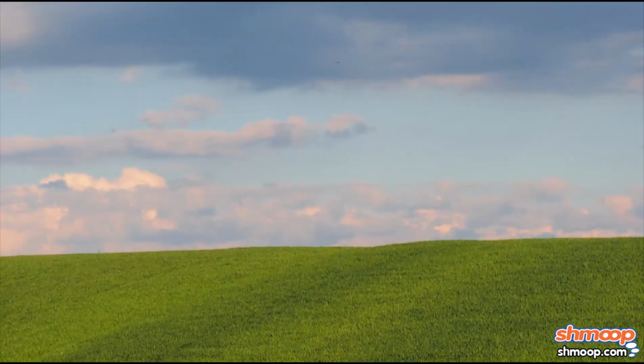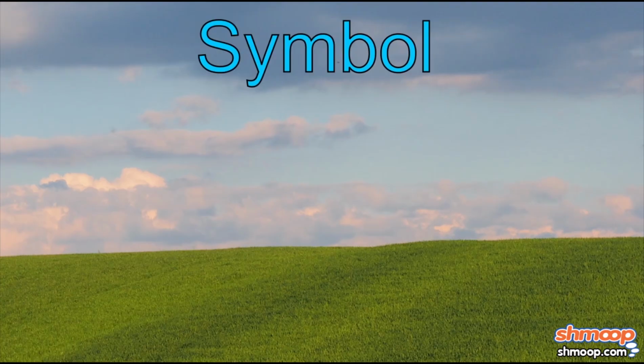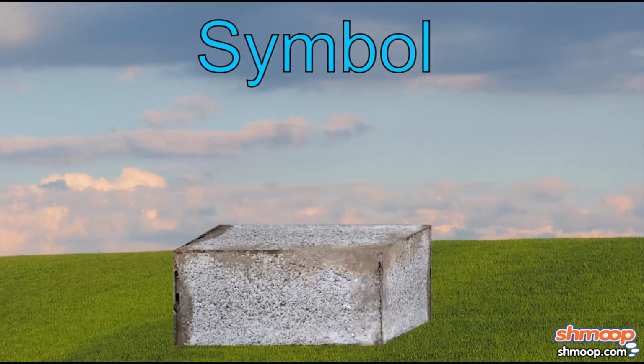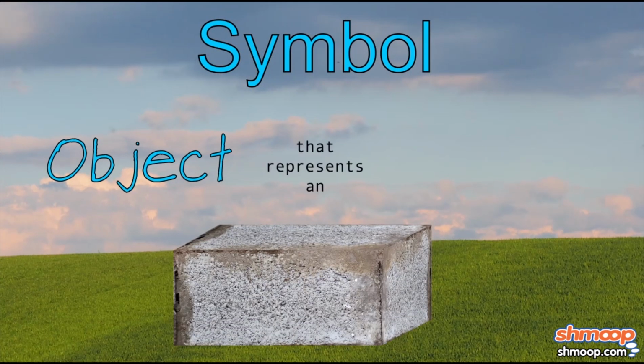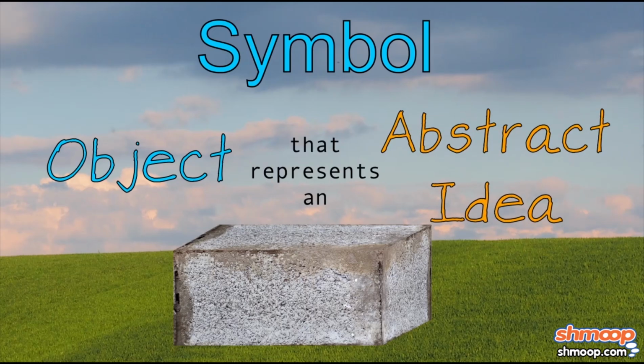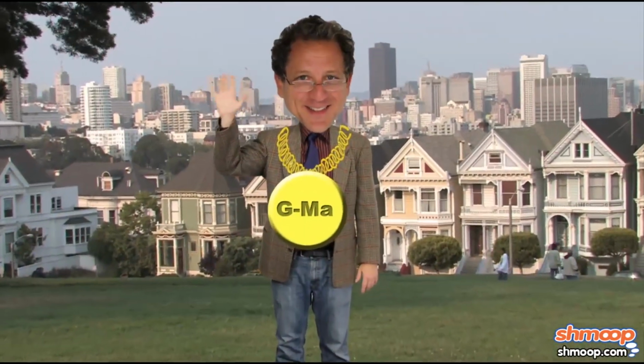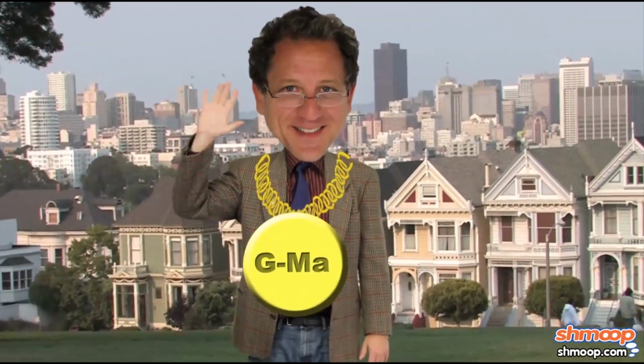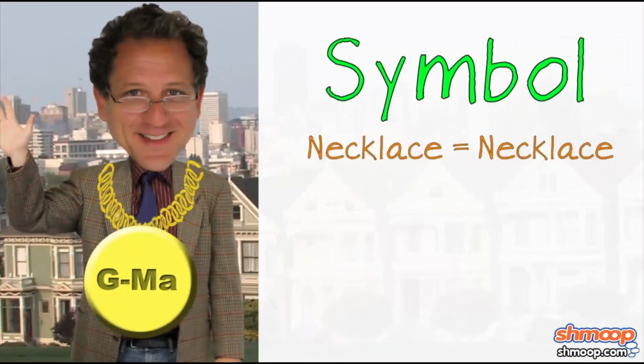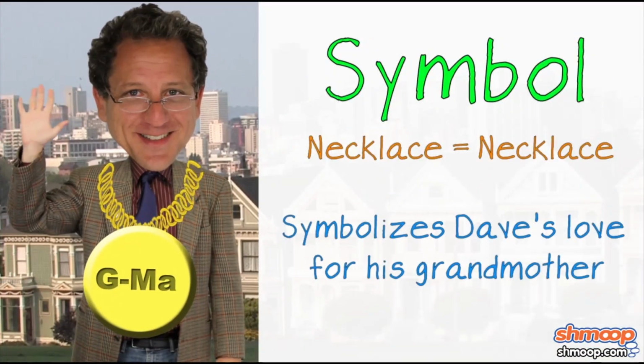In the most basic sense, a symbol is a tangible or concrete object that represents an abstract idea. That's it. The symbol can be an actual object, like say you wear your grandmother's necklace that she gave you. She passed away, you wear the necklace. The necklace is a necklace, but it symbolizes your love for your grandmother.